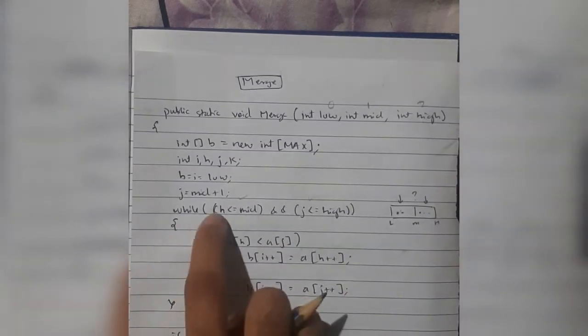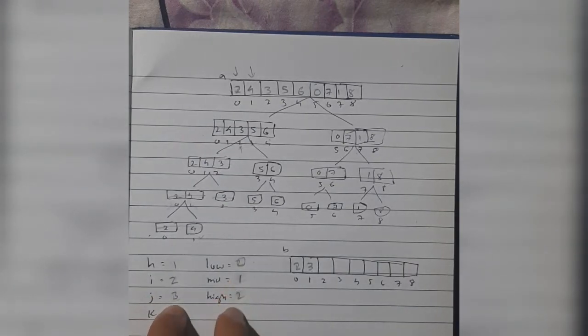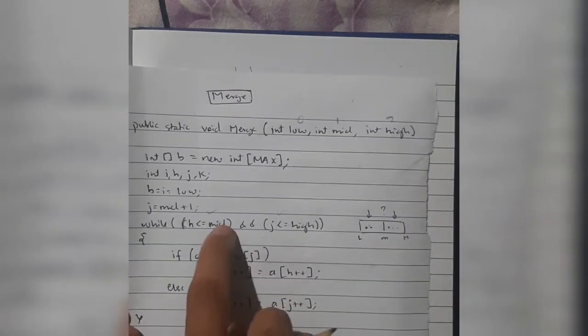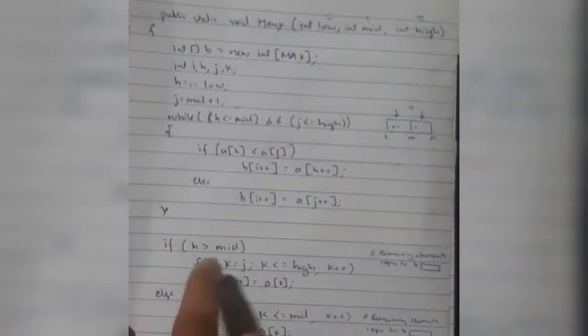All right, next we will be moving on to the while condition here. H is less than or equal to mid. Is H less than or equal to mid? Yes, it's true. J is less than or equal to high. No, it's not true. So if it's not true, we'll be skipping this part. We'll be going on with the next one.